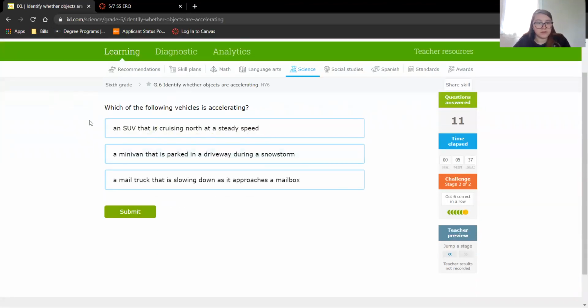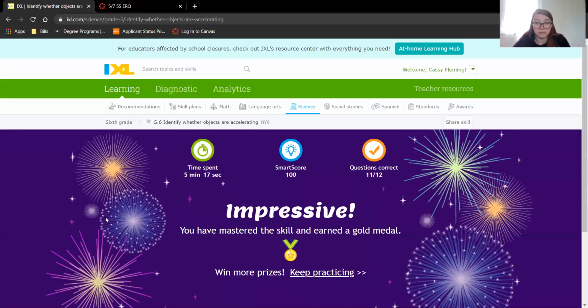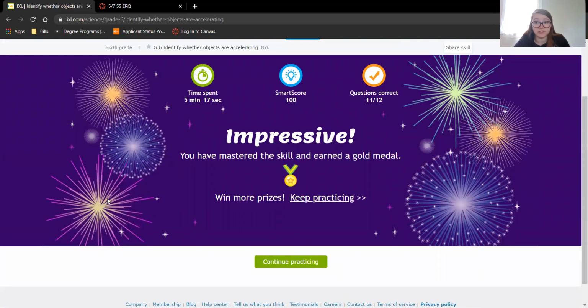Which of the following vehicles is accelerating? Steady speed, parked, slowing down. Because its speed is changing, it is accelerating. Oh, well, it didn't give us any with constant velocity, but hopefully all those examples of accelerating help.